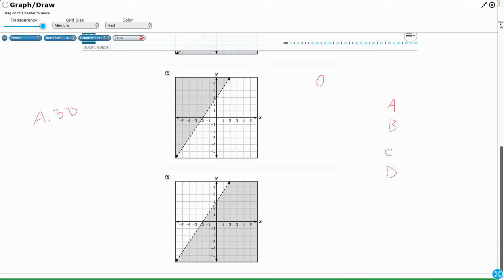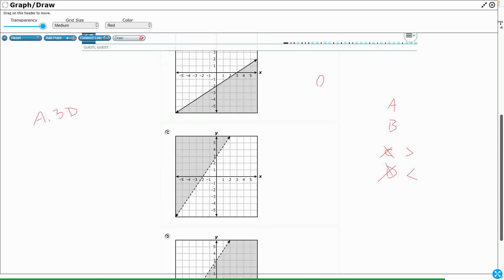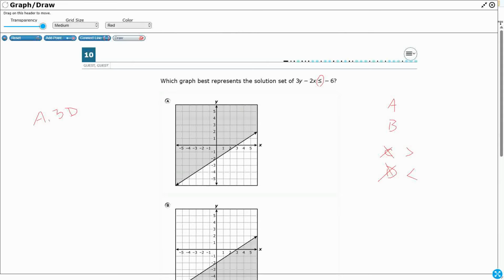Those are either greater than or less than. And so C is greater than because the shading is above the line. D is less than because it's below the line, but it's not greater than or equal to or less than or equal to. So we can get rid of those two immediately. So we only have two choices, and it looks like the graph is exactly the same.